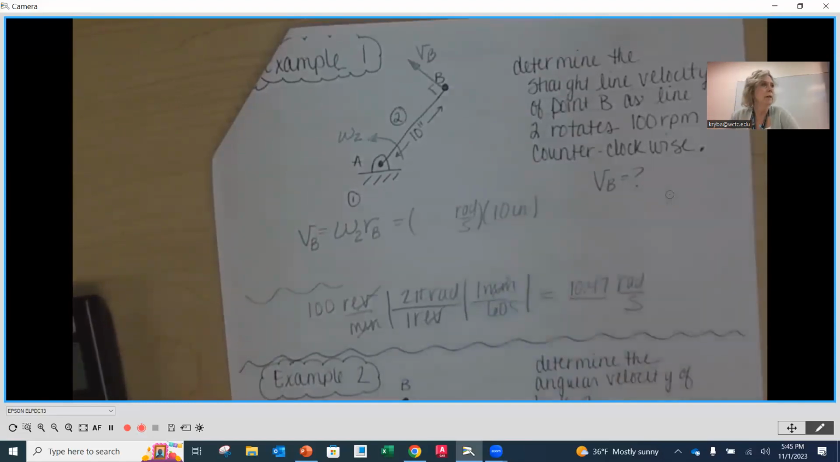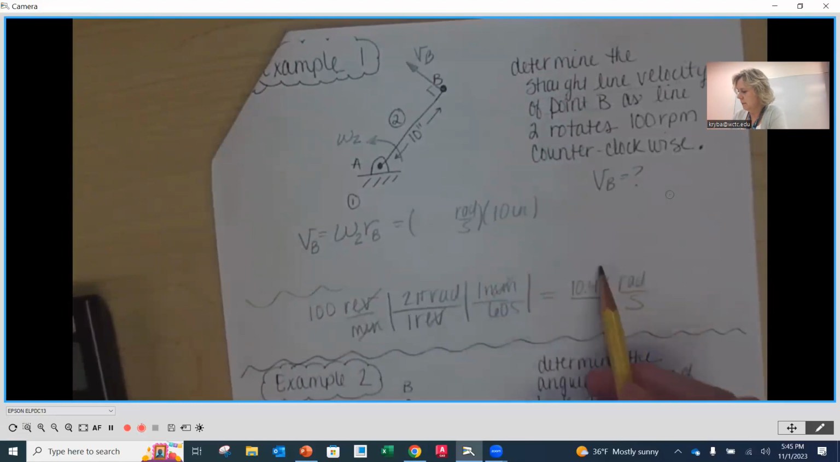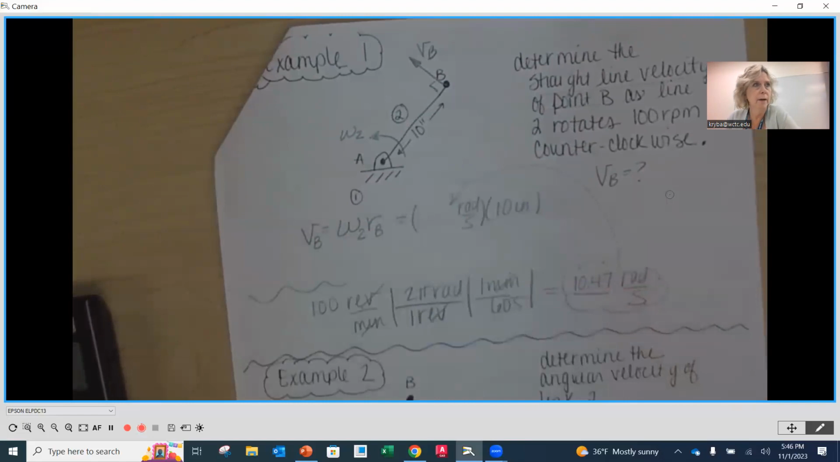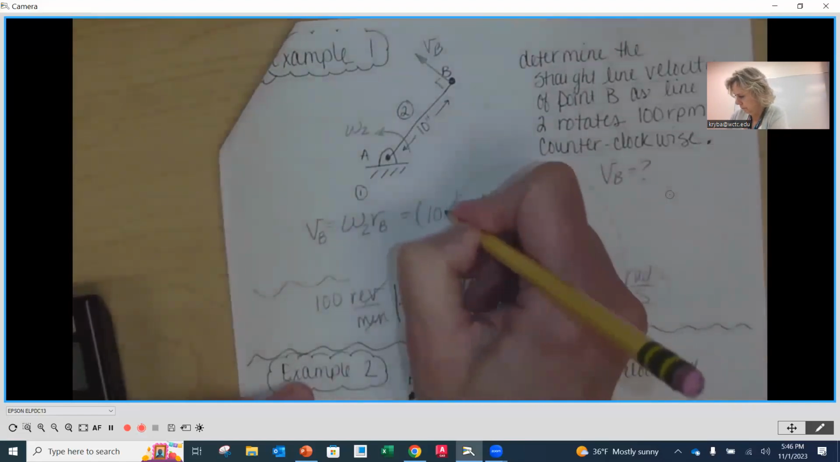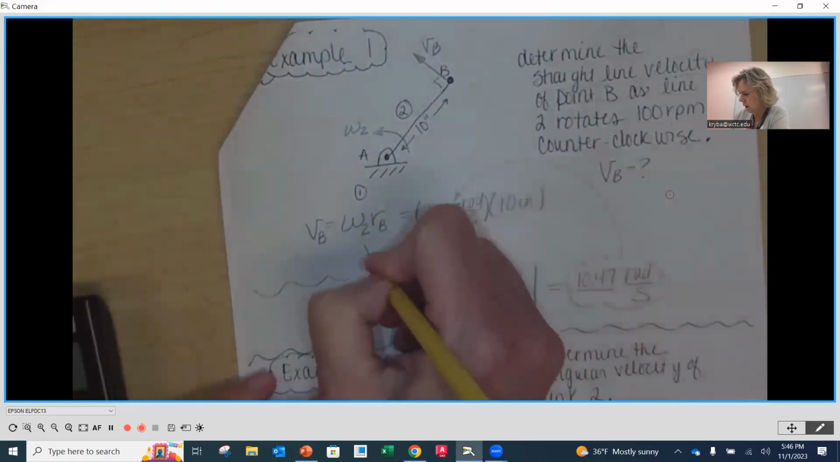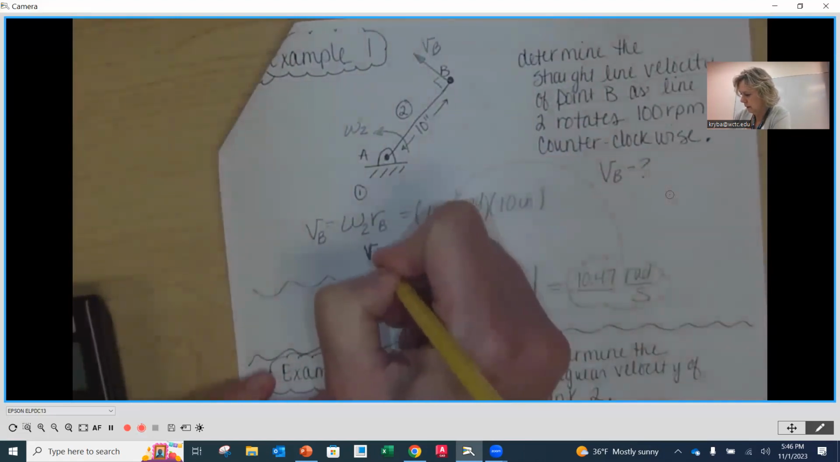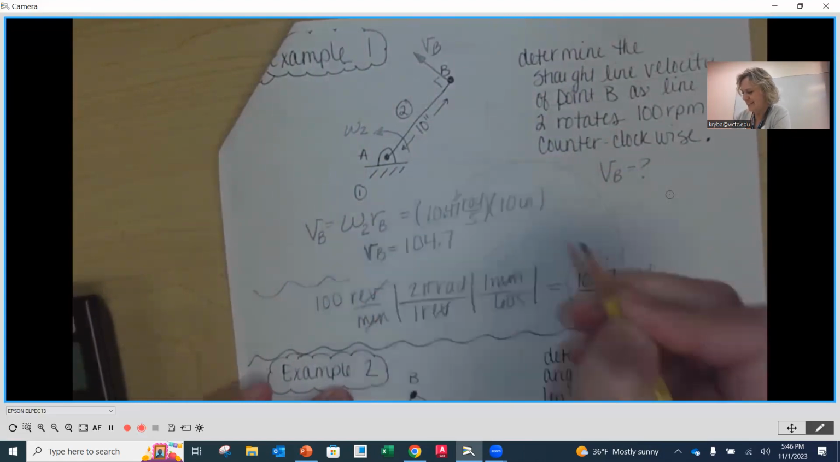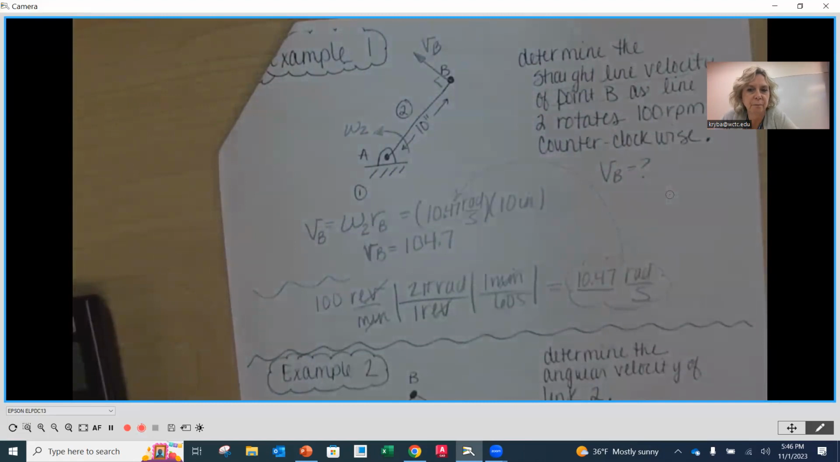You guys get 10.47. Okay. All right, so that's going to be our number that we're going to plug in right there. 10.47, and then we're going to multiply that by 10. So our velocity at B is going to be equal to 104.7 units, radians per second times inches. What are my units for velocity?